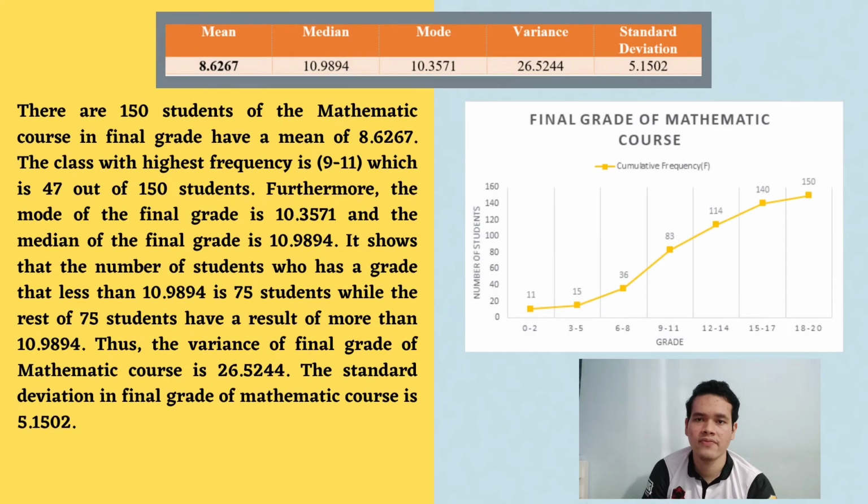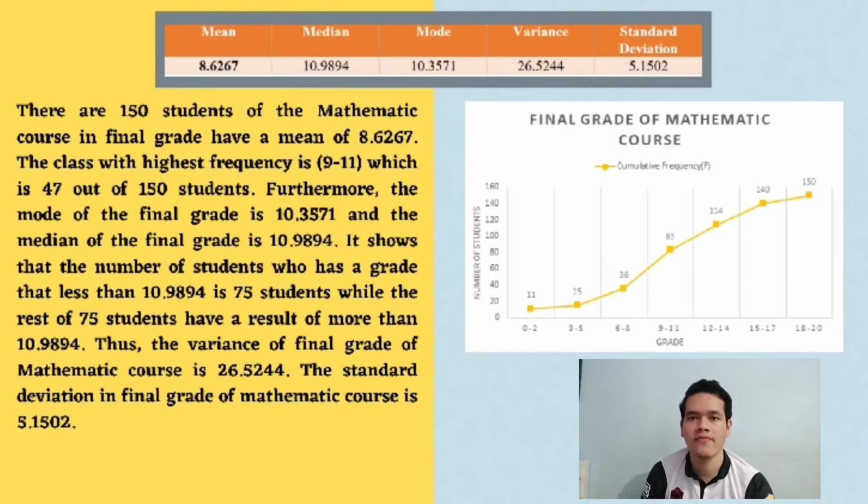There are 150 students of the mathematics course, and the final grade has a mean of 8.6267. The class with the highest frequency is 9 to 11, which is 47 out of 150 students. Furthermore, the mode of the final grade is 10.3571 and the median of the final grade is 10.9894.